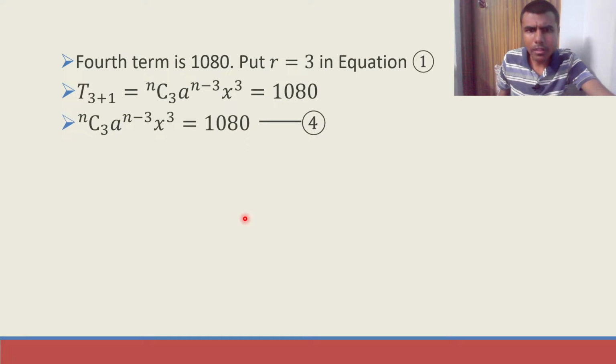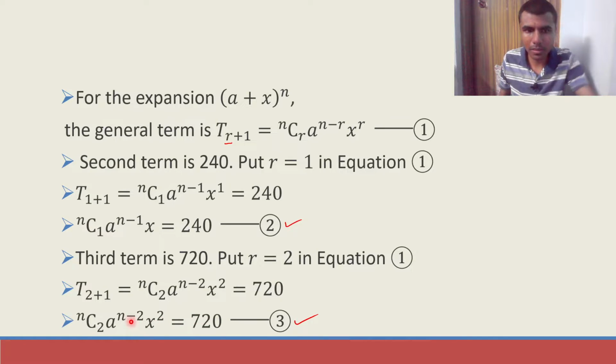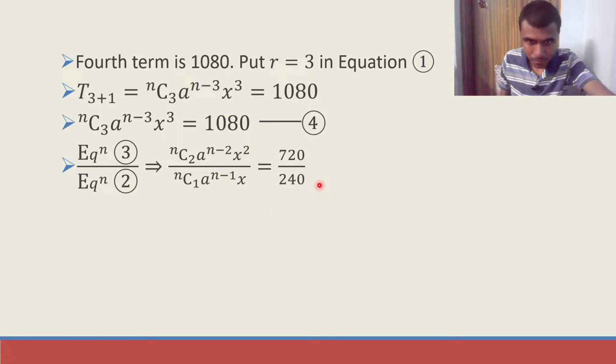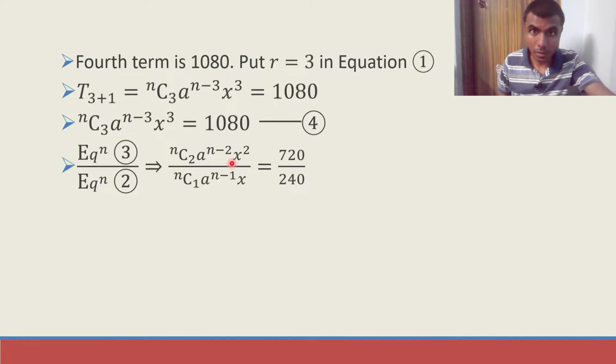Now what will you get if you do that? LHS of equation 3 divided by LHS of equation 2 is equal to 720 by 240. So I'd get nC2 a^(n-2) x^2 by nC1 a^(n-1) x is equal to 720 by 240. Now see clearly what is happening. This solving is important.